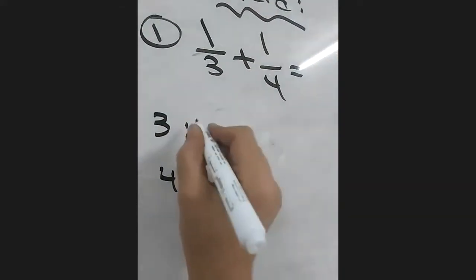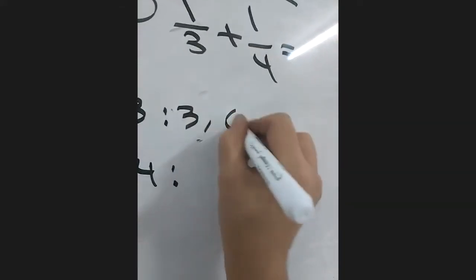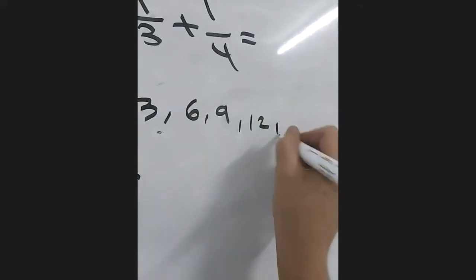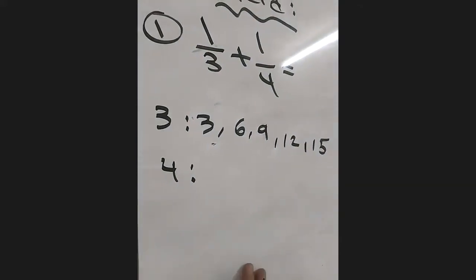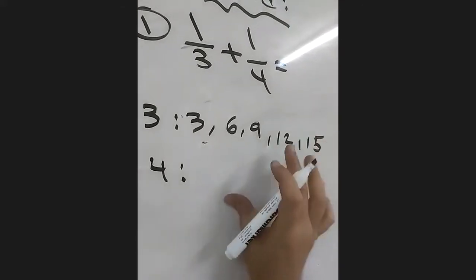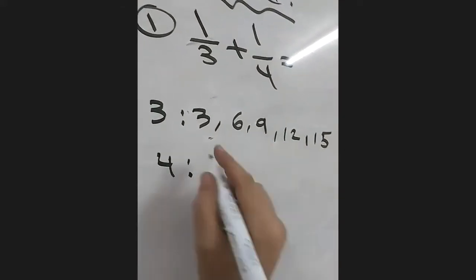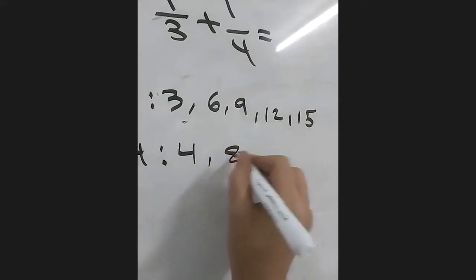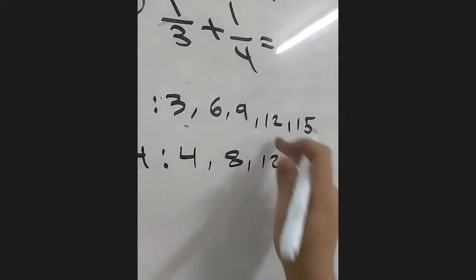For 3, we say 3 by 1 is 3, 3 by 2 is 6, 9, 12, 15. And we will do the same for 4. Once we find the common multiple, we stop. We did that before. Here 4, 8, 12. Stop.